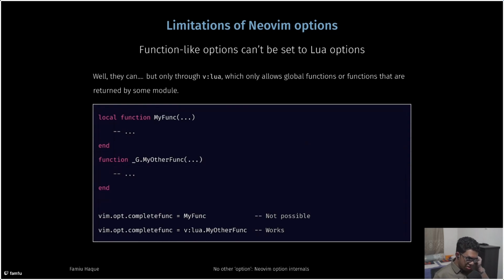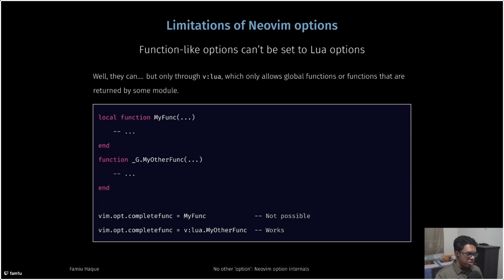So here's an example. Let's say we have myfunc. This has some argument and does something, and another function that also does something. And if you want to set vim.opt.completefunc equals myfunc, this isn't possible. So you can't use a local value here. But if you want to set it to vim.opt.completefunc equals vlua.myotherfunc, this is a global value, so you can access it using vlua. Notice the underscore g here. That indicates that it's a global value, for those who haven't used Lua. So this line works, but the first one doesn't.